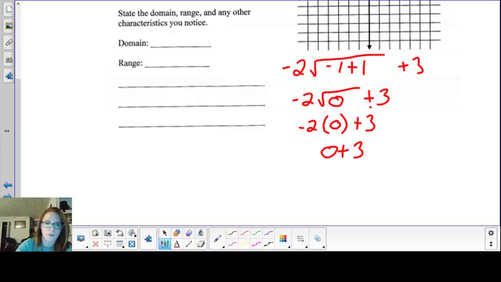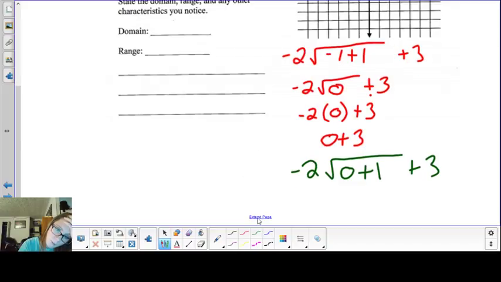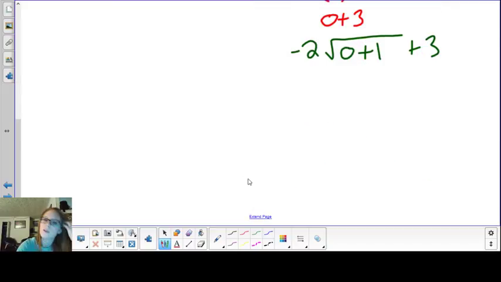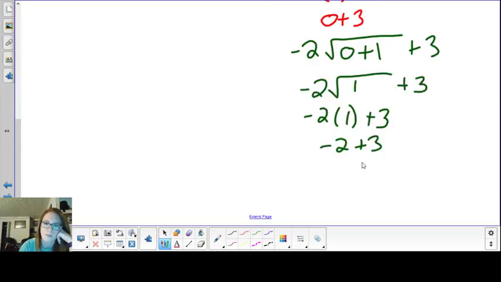Okay, now I'm going to do the same idea, only now instead of negative 1, I have 0. I have negative 2 times the square root of 1, plus 3. Square root of 1 is 1. Negative 2 times 1 is negative 2. And negative 2 plus 3 is positive 1.